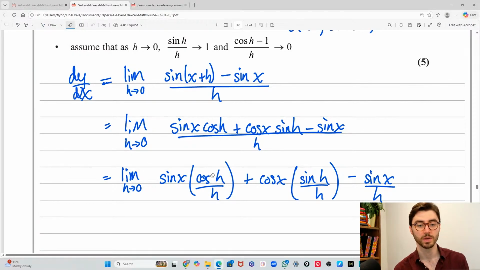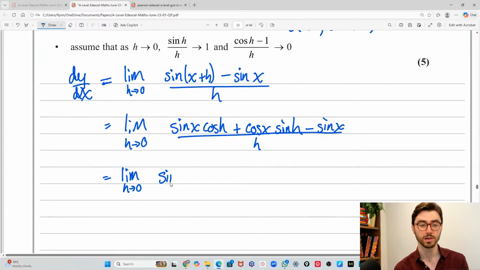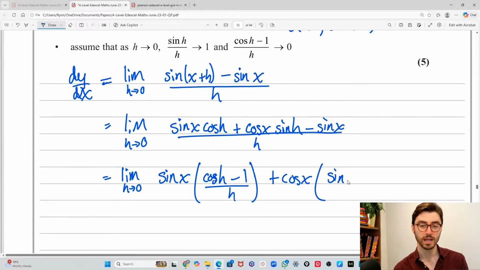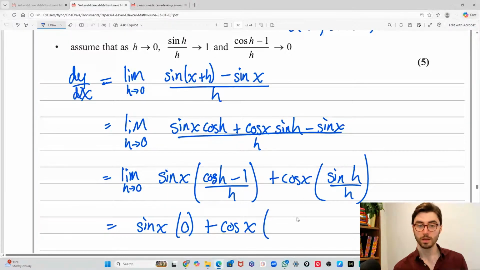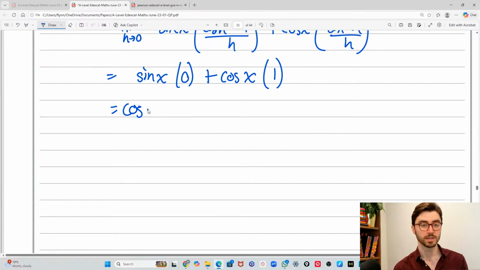Apologies. That was not the correct way to group that. Take two. What I should have done is find the sine part and the cos part separately. So that's sine x into cos h minus 1 all over h plus cos x into sine h all over h. And would you look at that? That is in the form that is required. So this bit goes to 0, and the second bit goes to 1. And so that is just equal to cos x.